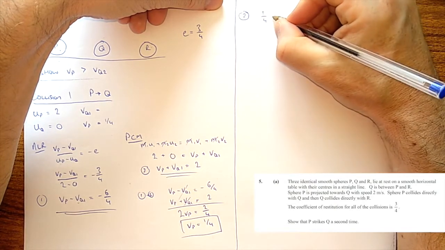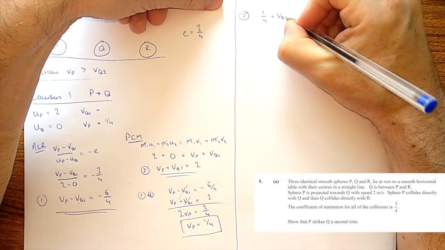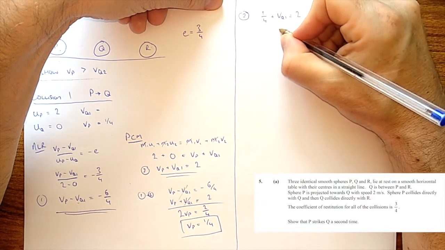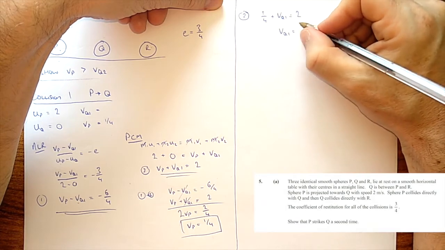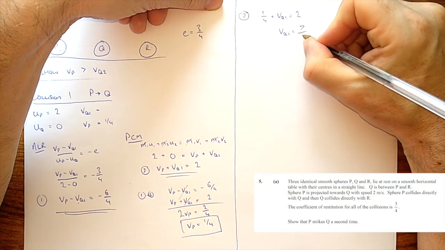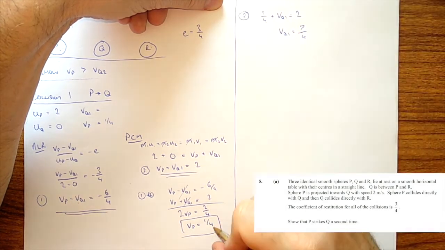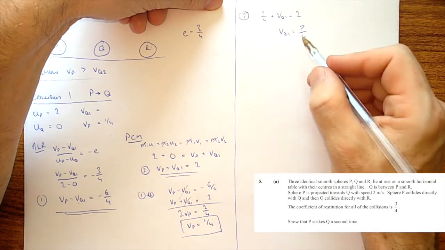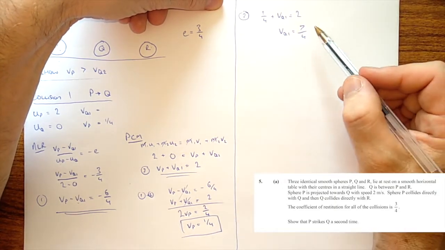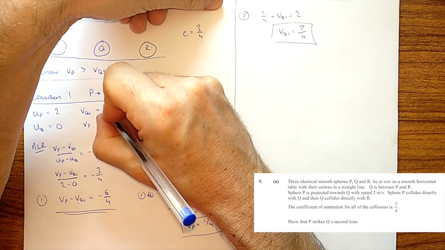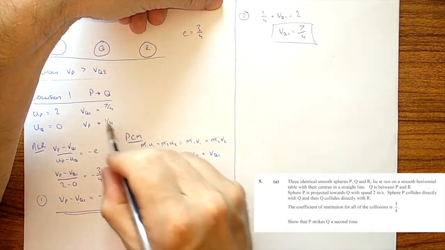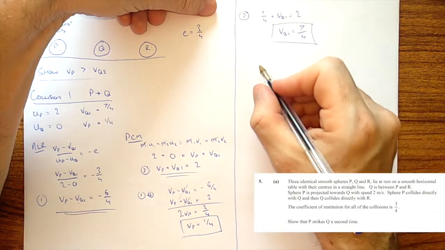1 over 4 plus VQ1 equals 2, so VQ1 equals 7 over 4. All right. Now, meters per second, but they haven't asked us to show that, so I'm not going to worry about that for now. So there we go. And I'll put this in my little table here, 7 over 4, just so I know it. It's all handy.